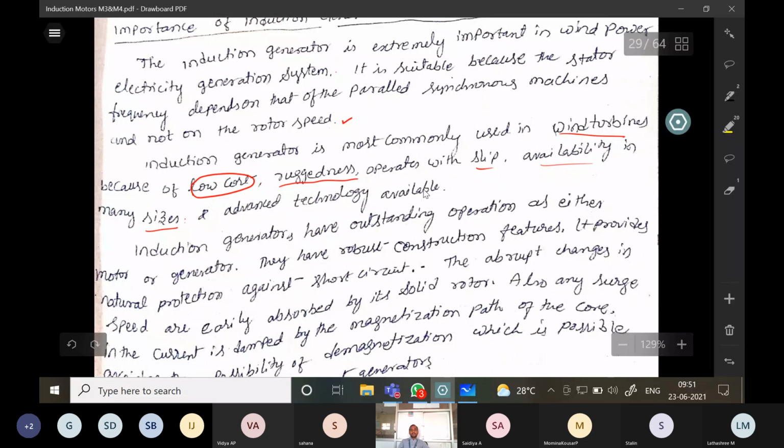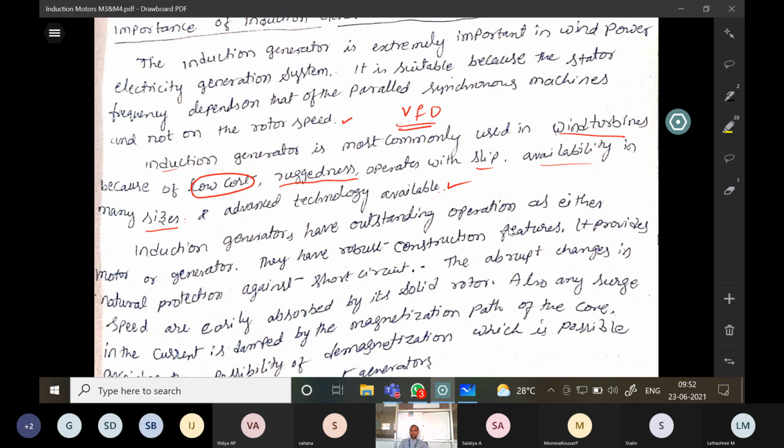Advanced technology is also available. We can control the induction machine using advanced technology, that is the VFD, variable frequency drive. That can also be used for the control of induction motor and generator. There are so many advanced technologies available, so hence it is very feasible for induction generation.